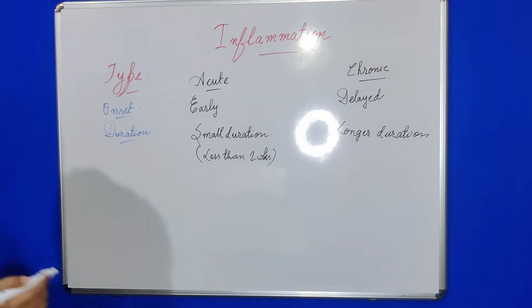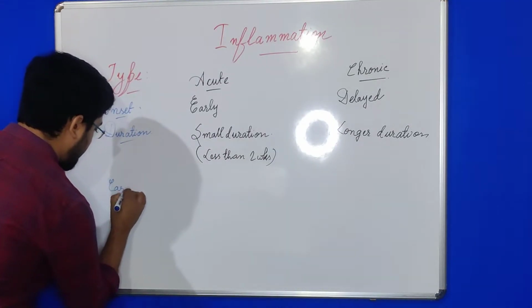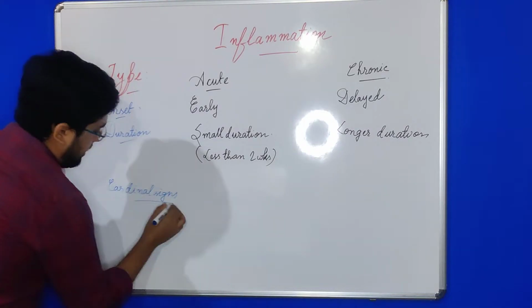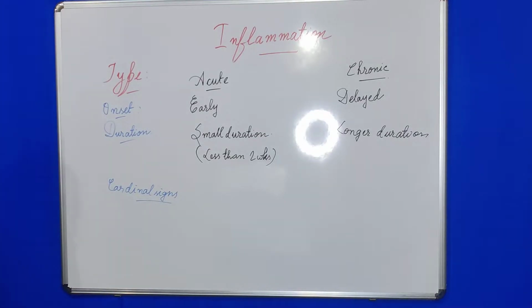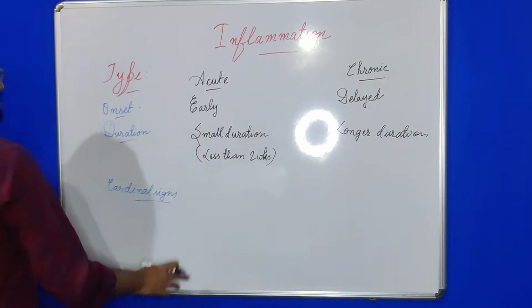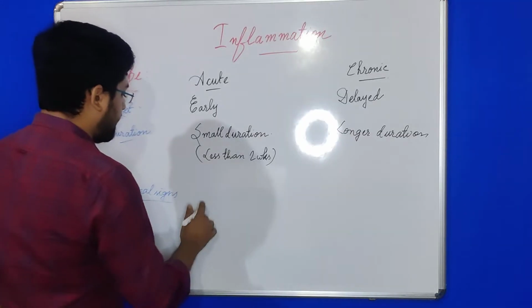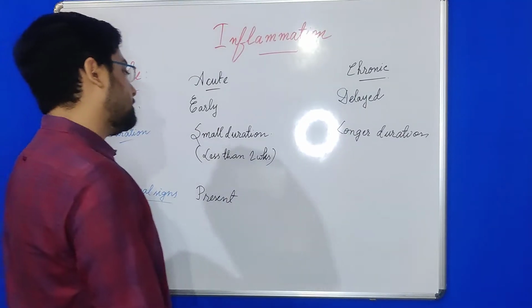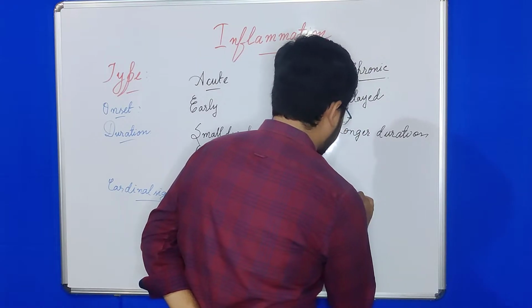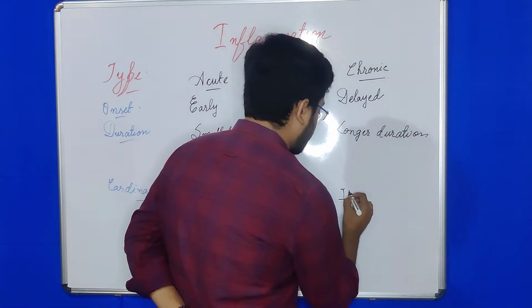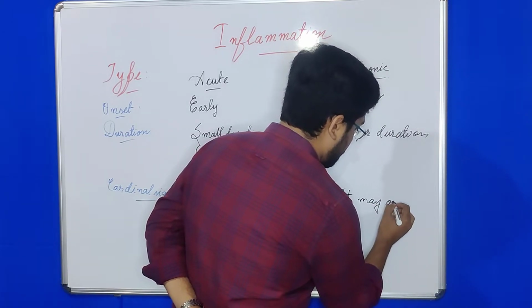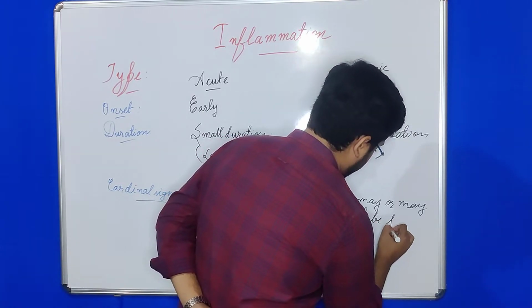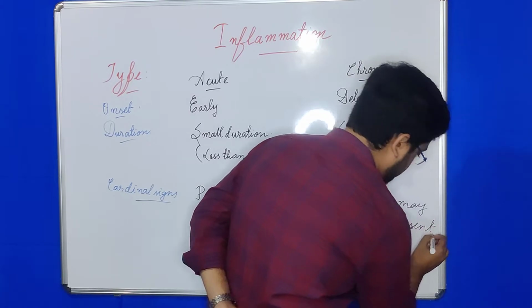Now, cardinal signs. The 5 cardinal signs are always present in acute inflammation. And in chronic inflammation, they may or may not be present.